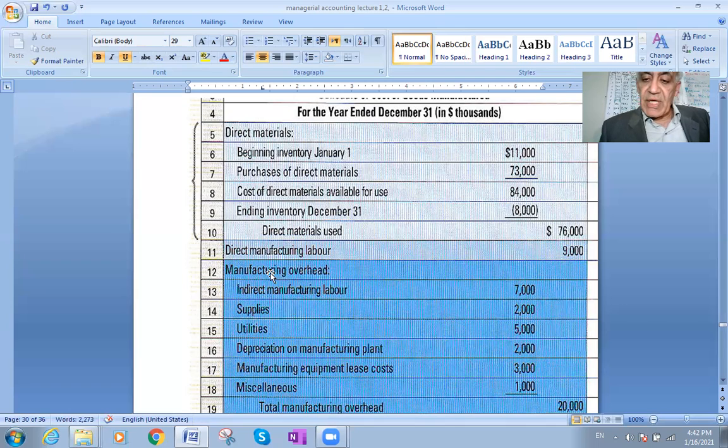Then we also have direct manufacturing labor, the cost of labor. Usually the costs are the cost of materials and the cost of labor. So we will add the cost of labor because we are calculating the costs. The cost of labor is $9,000. Okay.